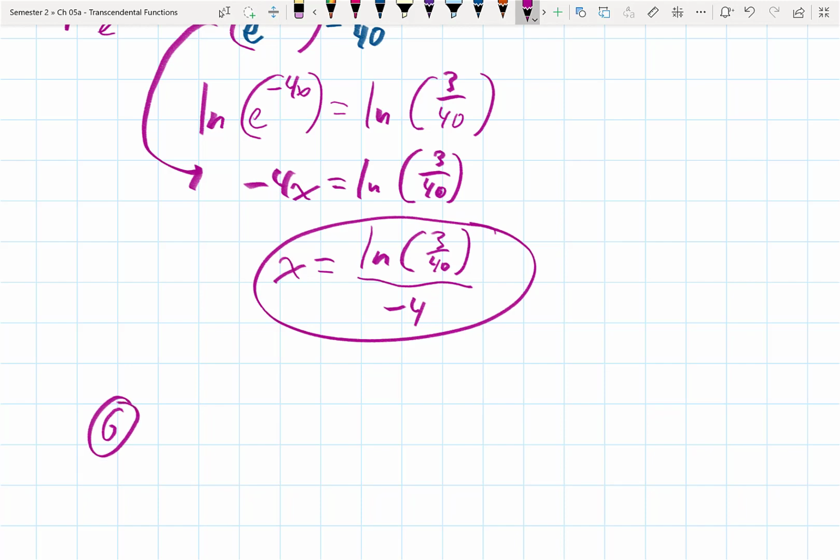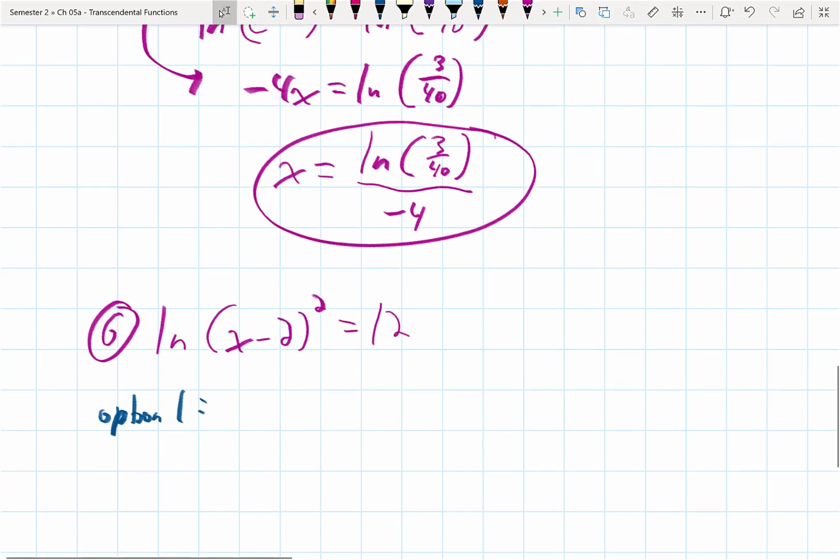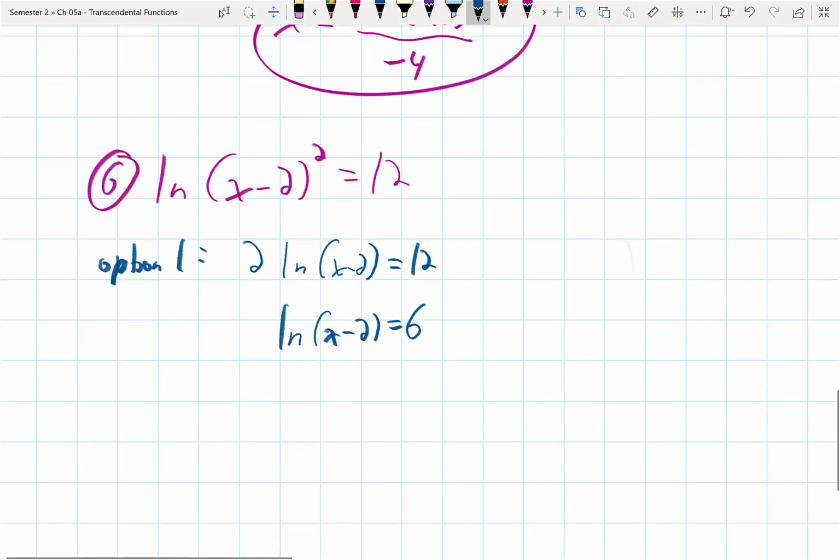Okay, number 6. Natural log of x minus 2 squared equals 12. Option 1 here, if I look at what's happening on this, is to make this left side just be a little bit cleaner. What can I do to simplify that left side a little bit? You can bring the 2 out in front. 2 ln of x minus 2 equals 12, which means ln of x minus 2 is equal to 6.